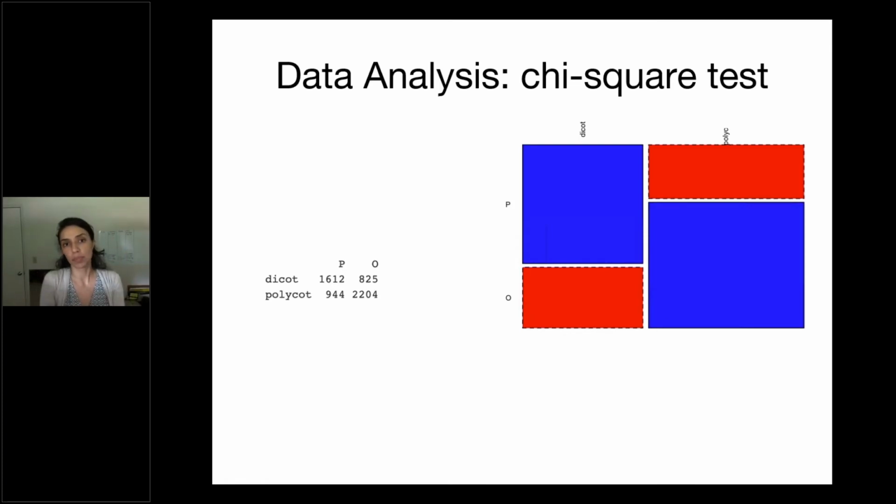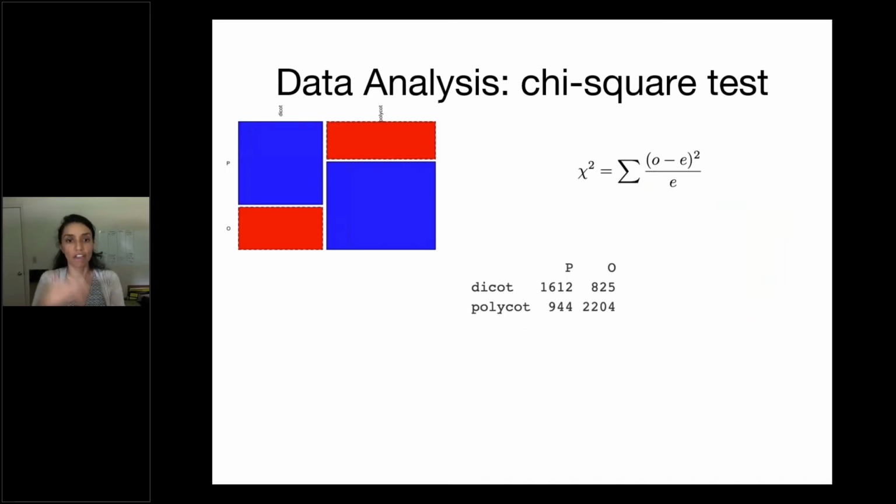But we want to complement, like I said, the graph with a test, which is the chi-square test. So if you remember, the test statistic for the chi-square is simply observed minus expected, squared, divided by expected, and summing over all these things. And the question is always, what are the expected? Where are the expected numbers coming from?